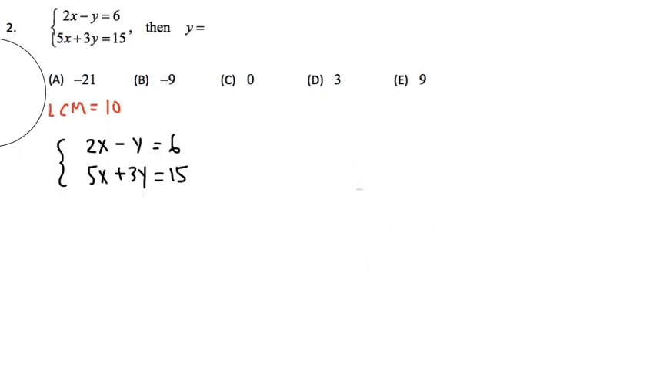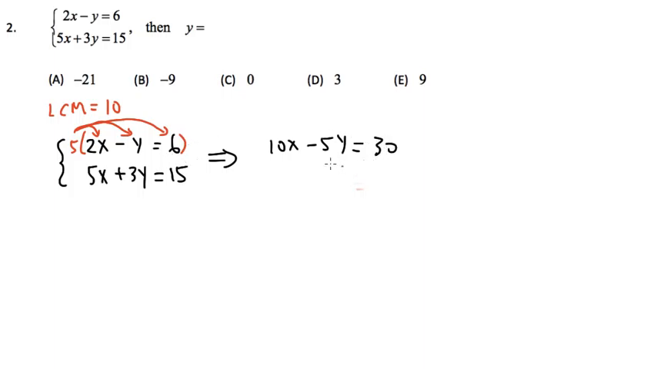Right, let's get back to the system of equations. Same strategy. Because 2 goes into 10 5 times, we are going to multiply the top equation by 5. And let's see what we are going to get. Let me draw the arrows to indicate that we have to multiply the 5 into everything. So 5 times 2x is 10x, and 5 times negative y is negative 5y, and that's equal to 5 times 6, which is 30. So that will be the first equation after the change.